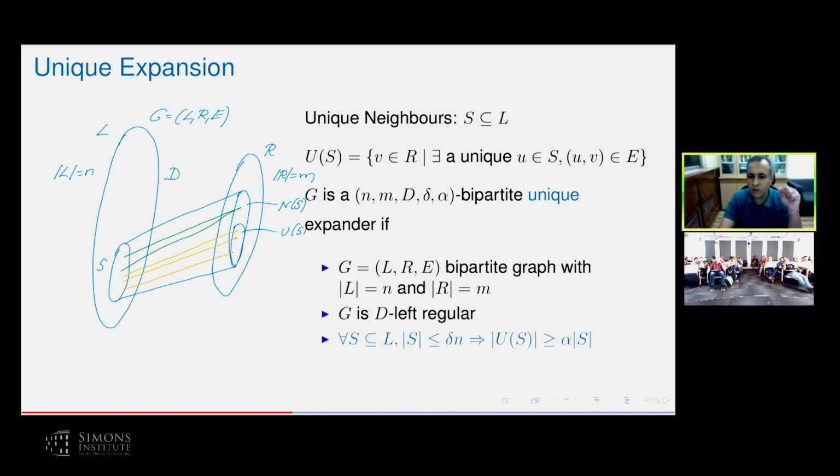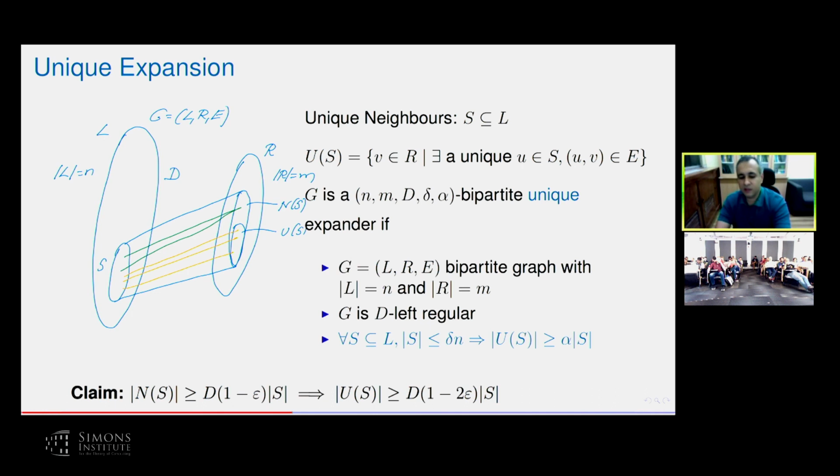And just like we defined bipartite expanders, we can also define bipartite unique expanders. It's an easy exercise to see that if the neighborhood of S is at least D times (1 minus epsilon) times |S|, then the unique neighborhood of S is at least D times (1 minus 2 epsilon) times |S|. This is because you do a simple double counting argument and you get this.